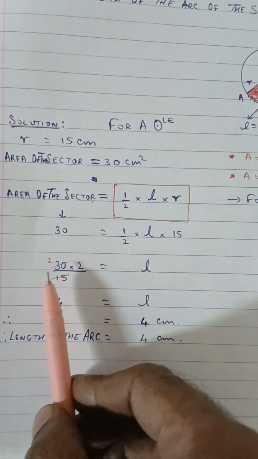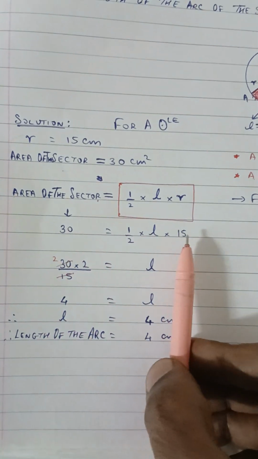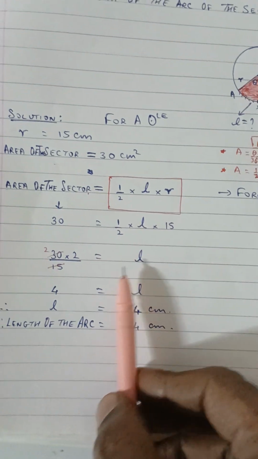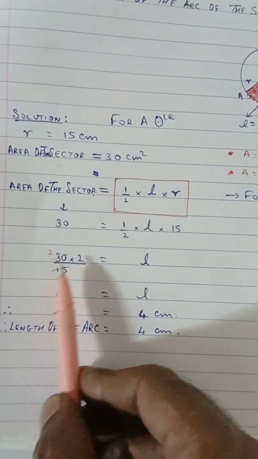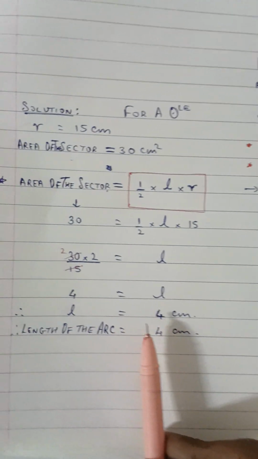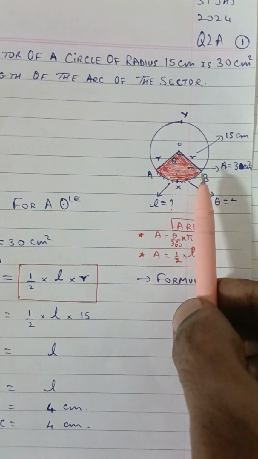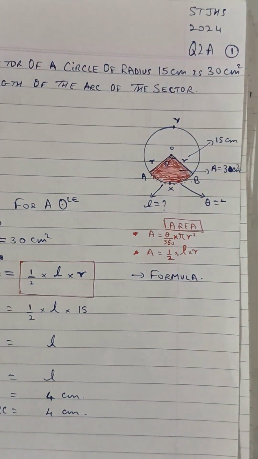Cross multiply, we get 30 into 2, 15 will come down here, upon 15 is equal to L. 15 1s are 15, 2 2s are 4, 4 is equal to L, L is equal to 4 centimeter. Length of the arc is 4 centimeter. So length of arc AXB is what? 4 centimeter.